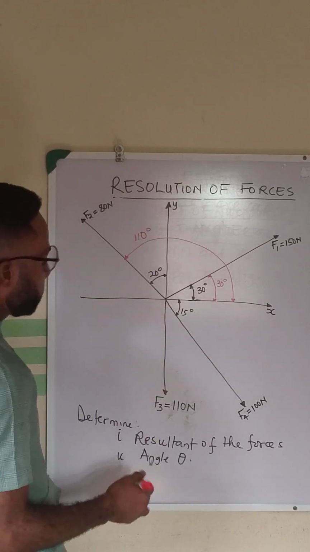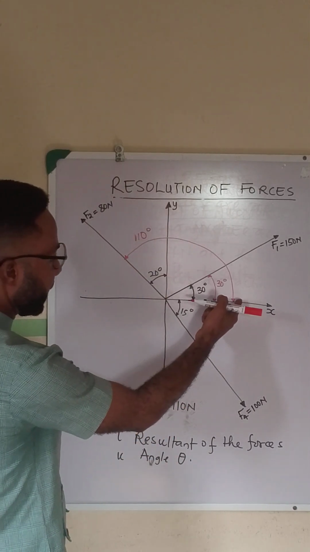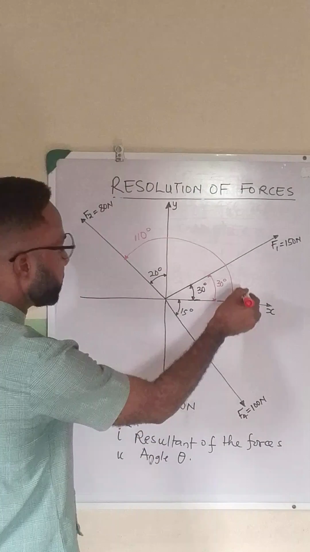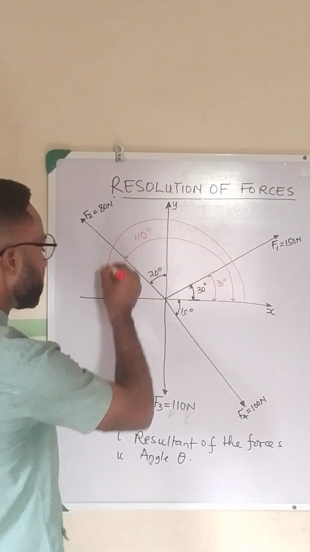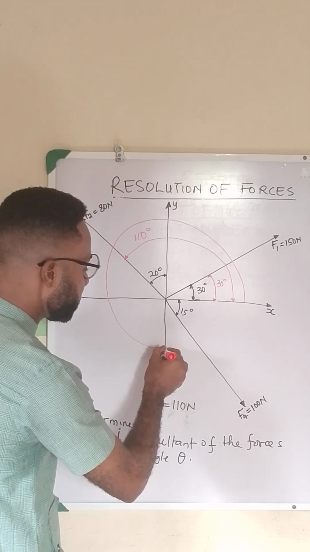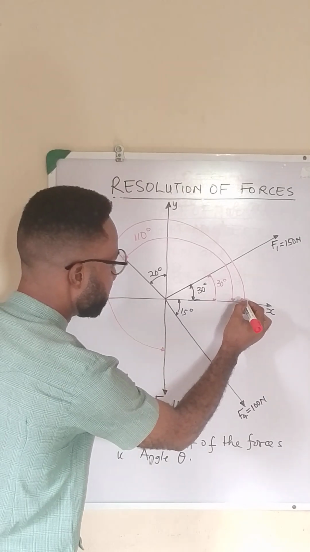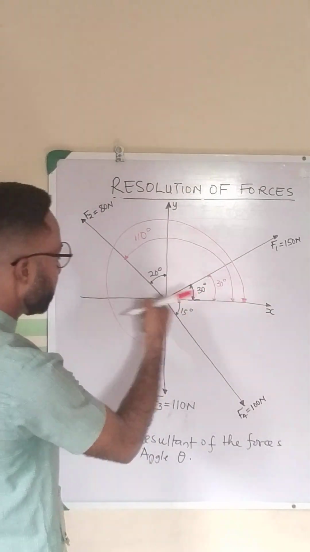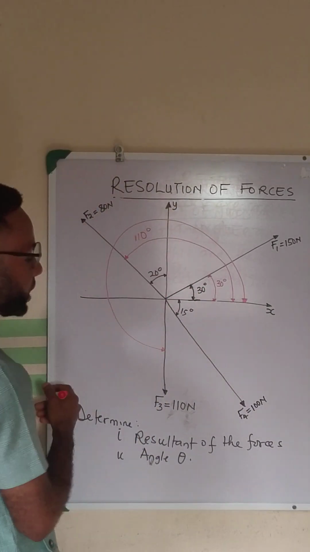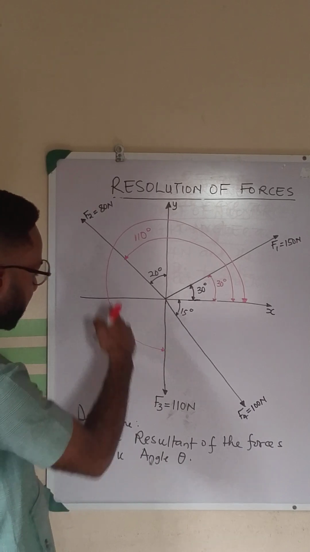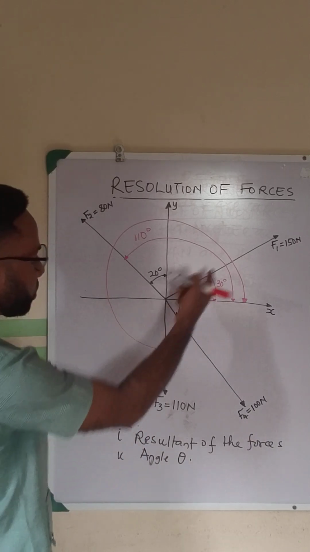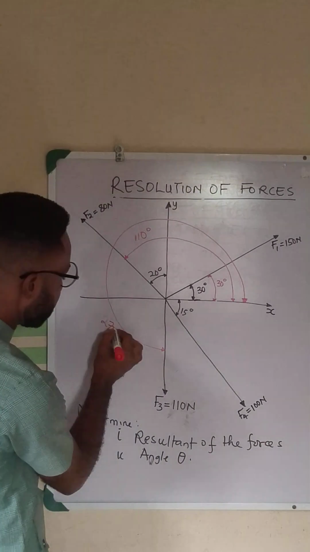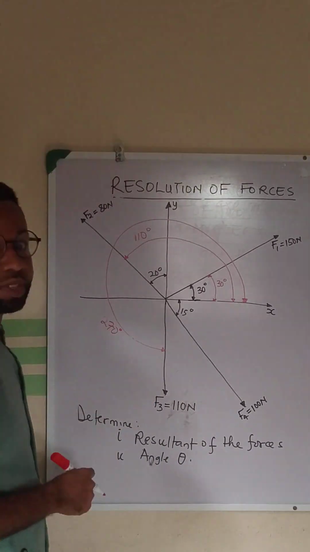So from here down here is 110 degrees. For force F3, we have to take the angle again from the positive side of x down to where the force is. So let's calculate the angle now. From here to here is 90, this is another 90, making it 180 degrees, plus this other 90, so we have 180 plus 90. This gives us 270 degrees for force F3.